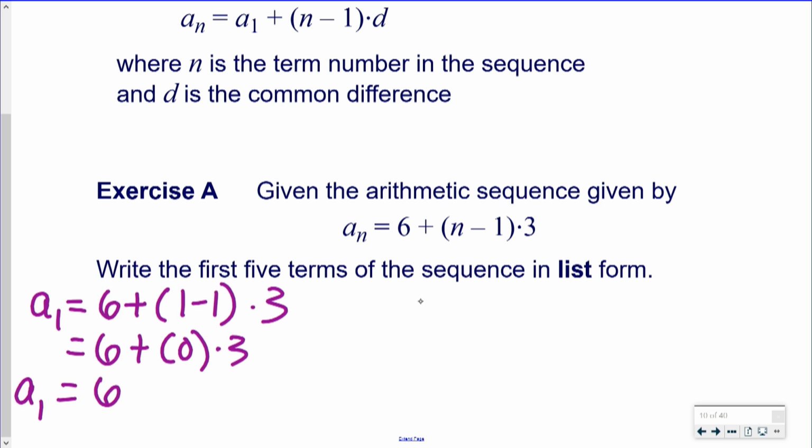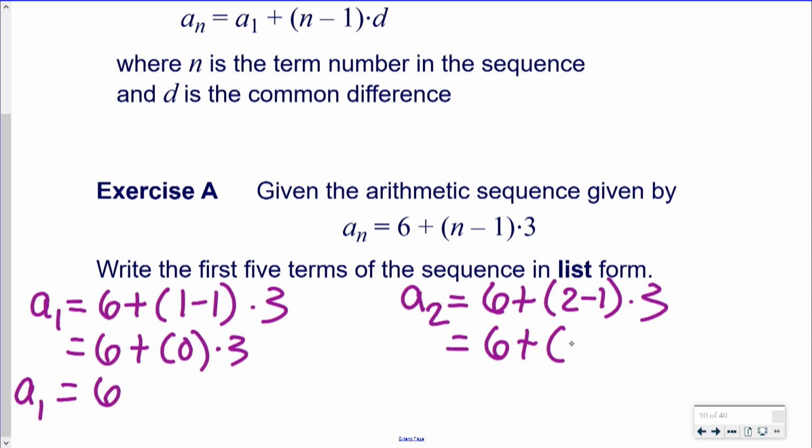We're going to find the second term. Remember, second term is notated as a sub 2. Anywhere I see an n in my explicit formula, I'm going to replace it with 2. So that's 6 plus 2 minus 1 times 3. From here, we're just going to simplify. 2 minus 1 is 1. Then we're going to multiply it times 3. 1 times 3 is 3. 6 plus 3 is 9. So my second term is 9.